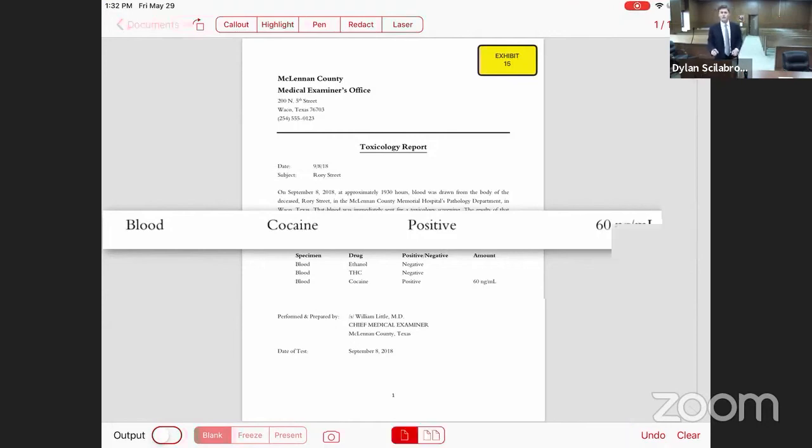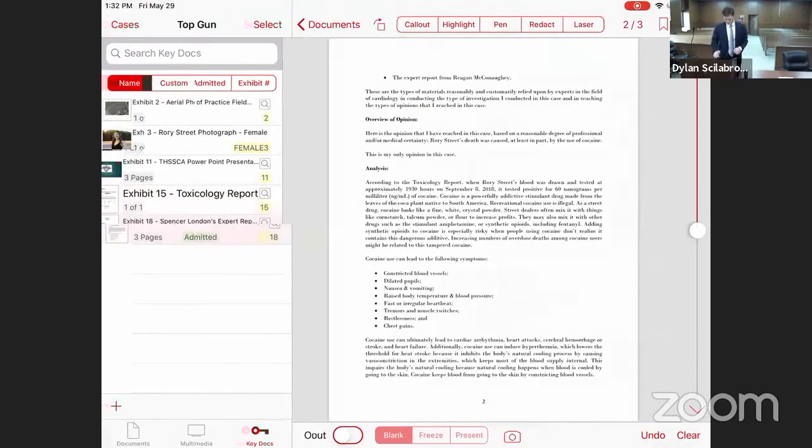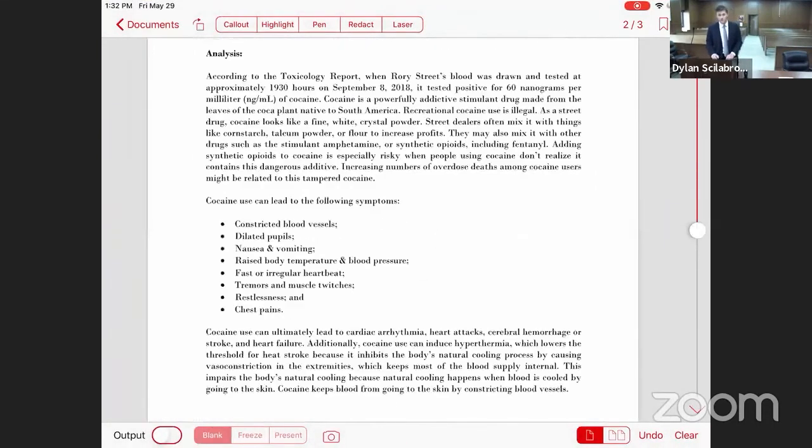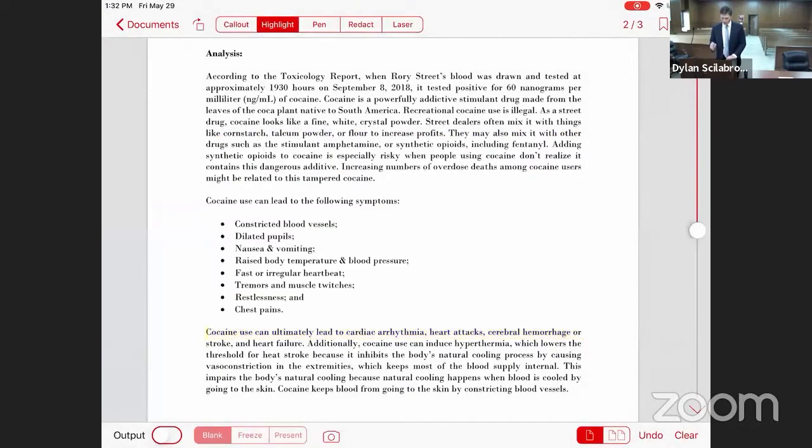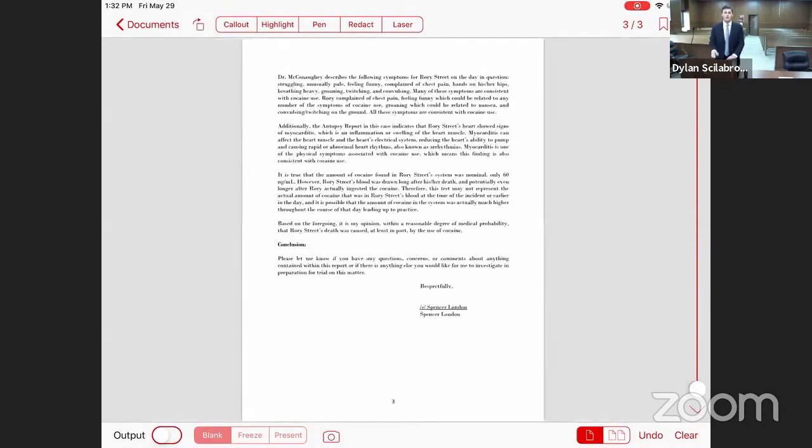Andrew, will you pull up Mr. London's report for us, please? As you'll see in this report, Mr. London states that cocaine usage can ultimately lead to cardiac arrhythmia, heat strokes, and heart failure. Excuse me, I misspoke. Heart attacks, stroke, and heart failure. He states that cocaine usage can lower the threshold for overheating. And he states that Rory's heart showed signs consistent with cocaine usage. Andrew, will you highlight all that for us, please?